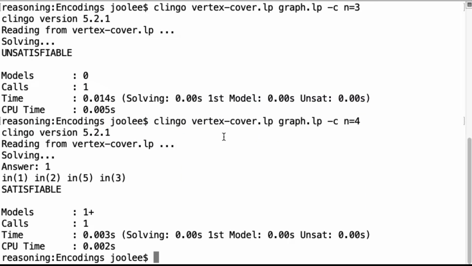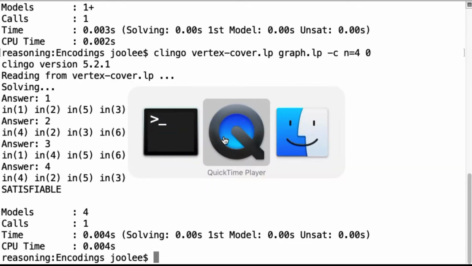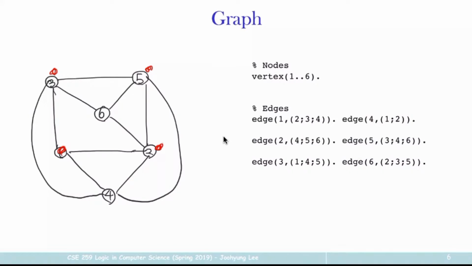But how many possible choices are there? We show only one solution, but how many of them are actually possible? There are actually 4 possible solutions. You can choose 1, 2, 5, 3, or you can choose 2, 3, 4, 6, or 1, 4, 5, 6, or 2, 3, 4, 5. There are actually 4 possible vertex covers of size 4. Any question here? So this is just one solution, but there are 3 other solutions like this.